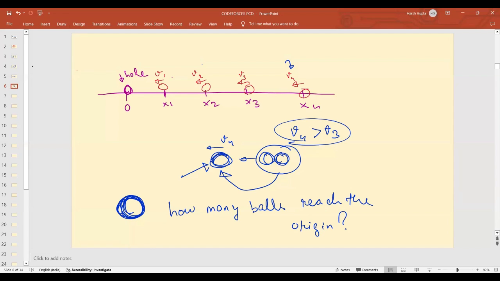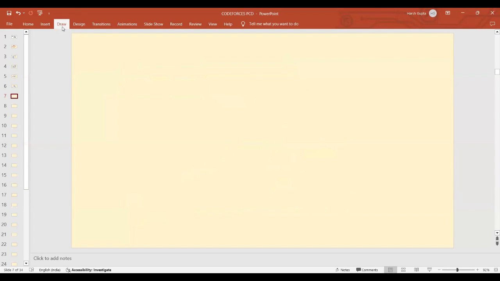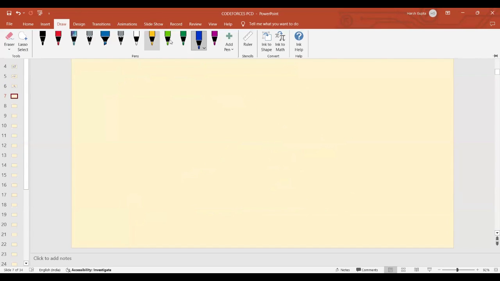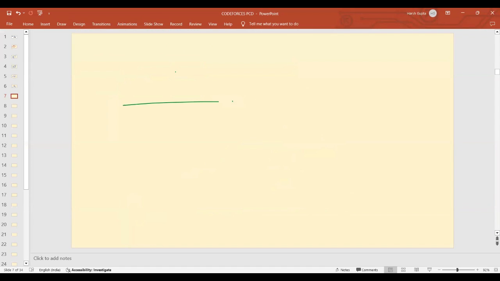See, tell me one thing. You have the number line like this. Let me sort the balls on the basis of their coordinate. So 0, x1, x2, x3, x4. I have sorted the balls on the basis of the origin. Over here, the balls have the velocities v1, v2, v3, v4.